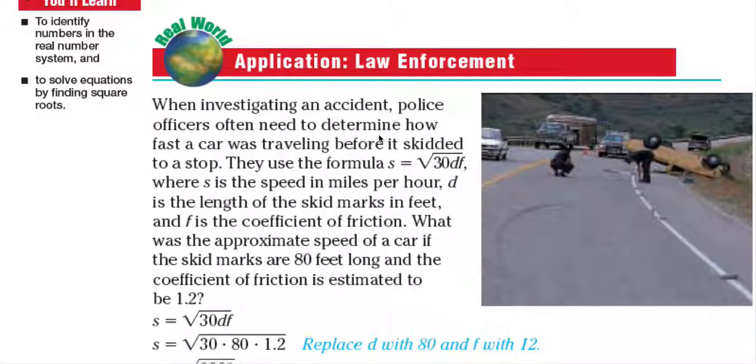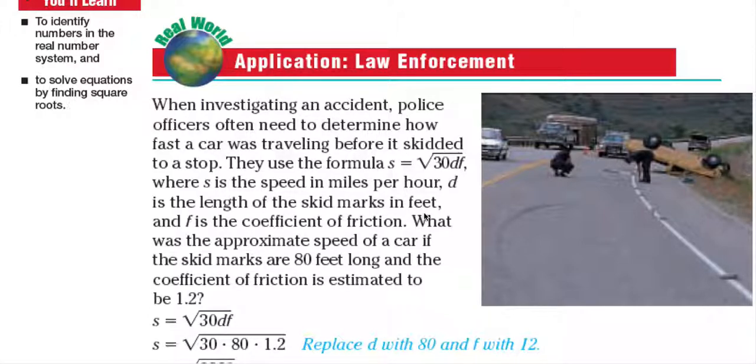They use the formula S equals radical 30 d f, where S is the speed in miles per hour and d is the length of the skid marks in feet, and f is the coefficient of friction. What was the approximate speed of the car if the skid marks are 80 feet long and the coefficient of friction is estimated to be 1.2?